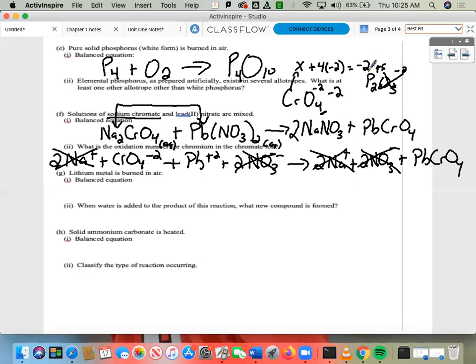Lithium is burned in air. Lithium, Li. Burned in air means you get what other reactant? Oxygen. Li plus 1, O minus 2, Li2O. Now all you have to do is balance it.